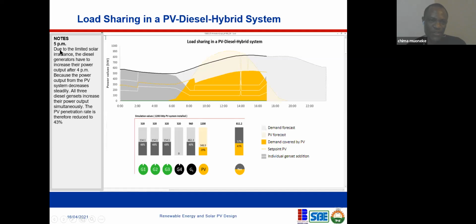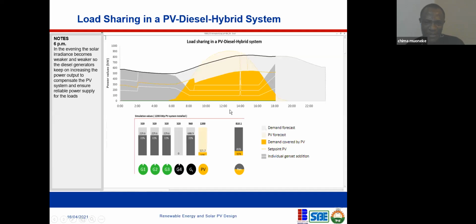So at 5 p.m., due to limited solar irradiation, the diesel generators have to increase their power output after 4 p.m. because the power output from the PV system decreases. Now you'll notice that the PV system is beginning to decrease, so the diesel generator has to begin to increase. They have to begin to pick up the load from the solar system, right? So let's see what happens again. As the sun keeps going down, the generators keep increasing their capacities. Now the generators are running at 72% of their capacity, while the solar has reduced to 15%.